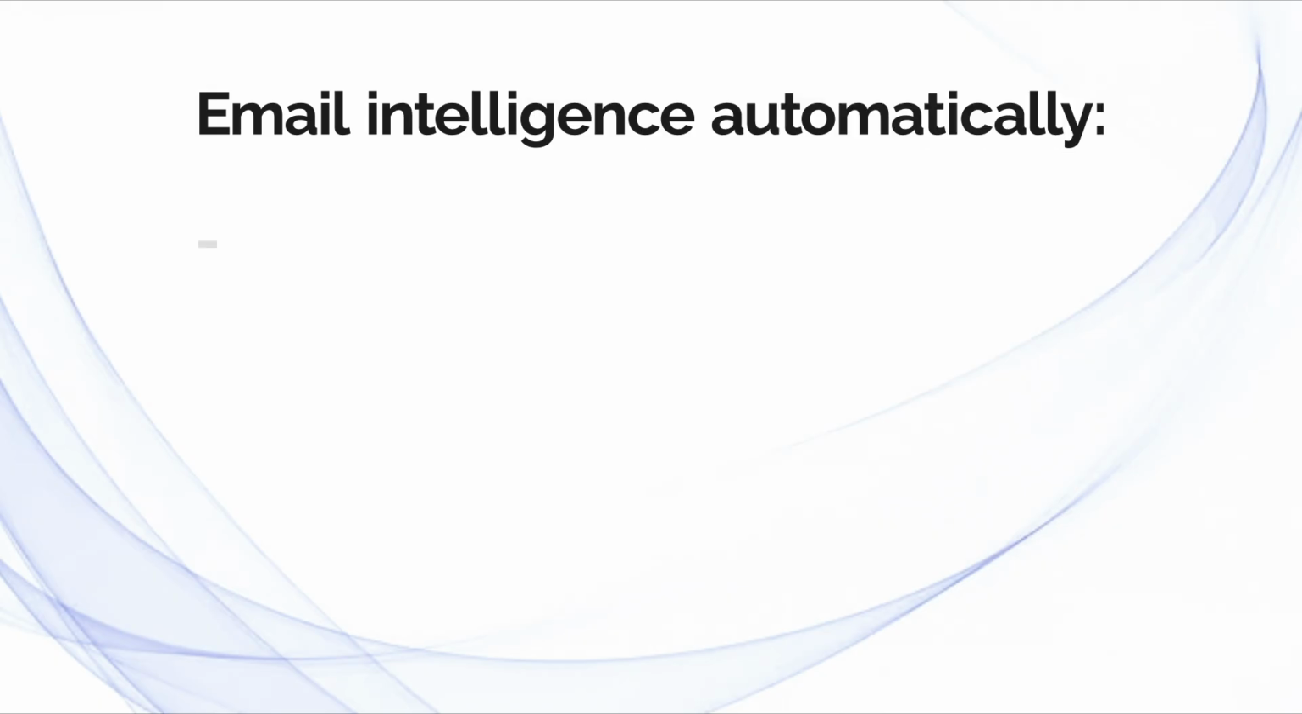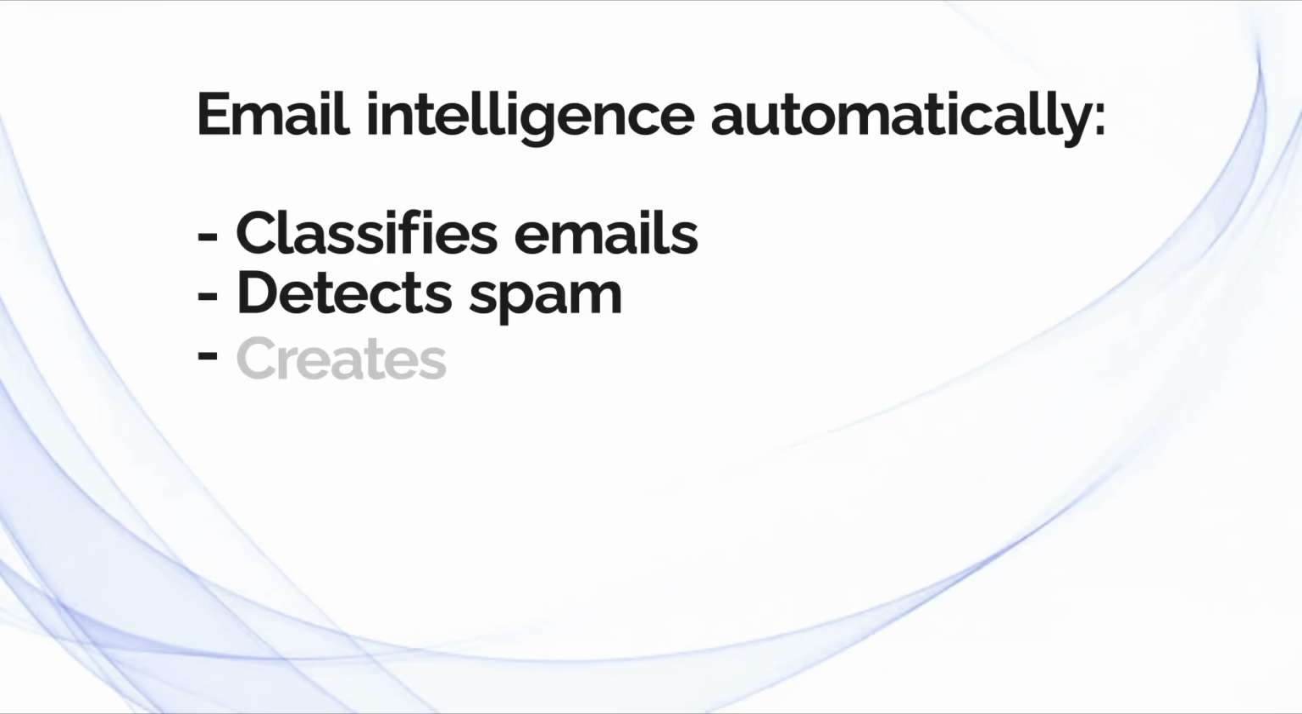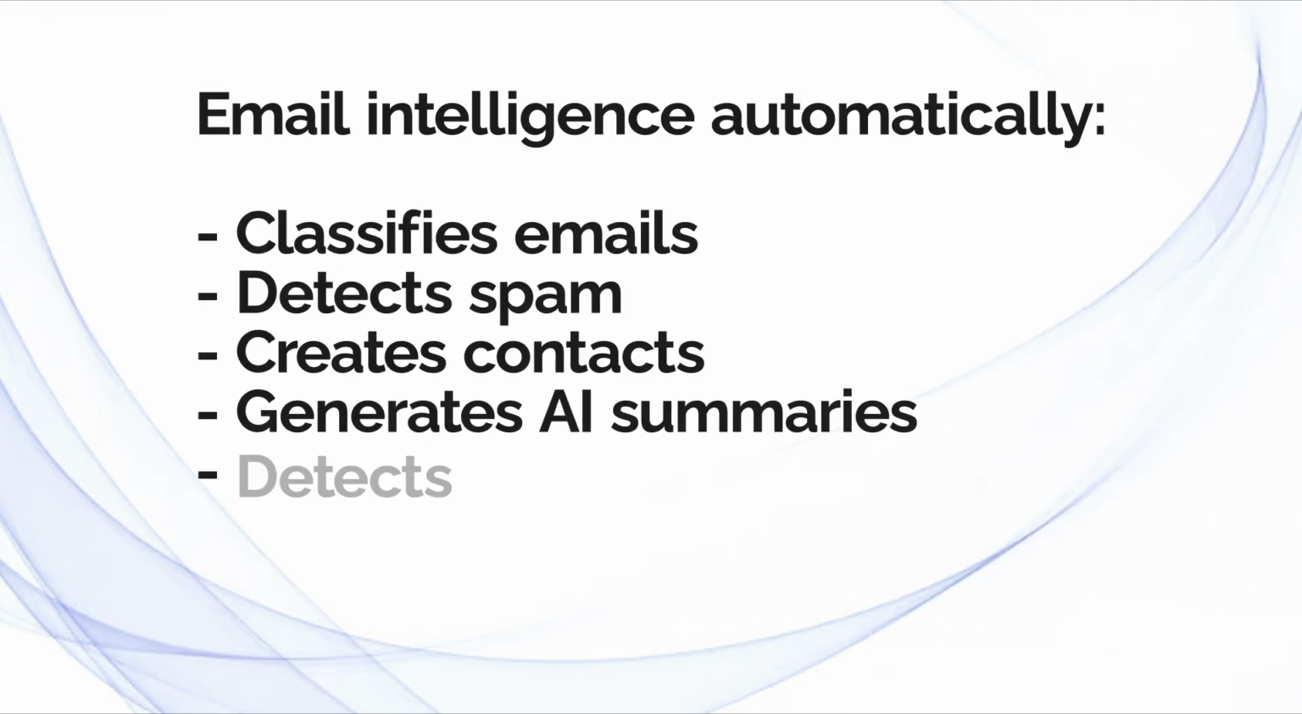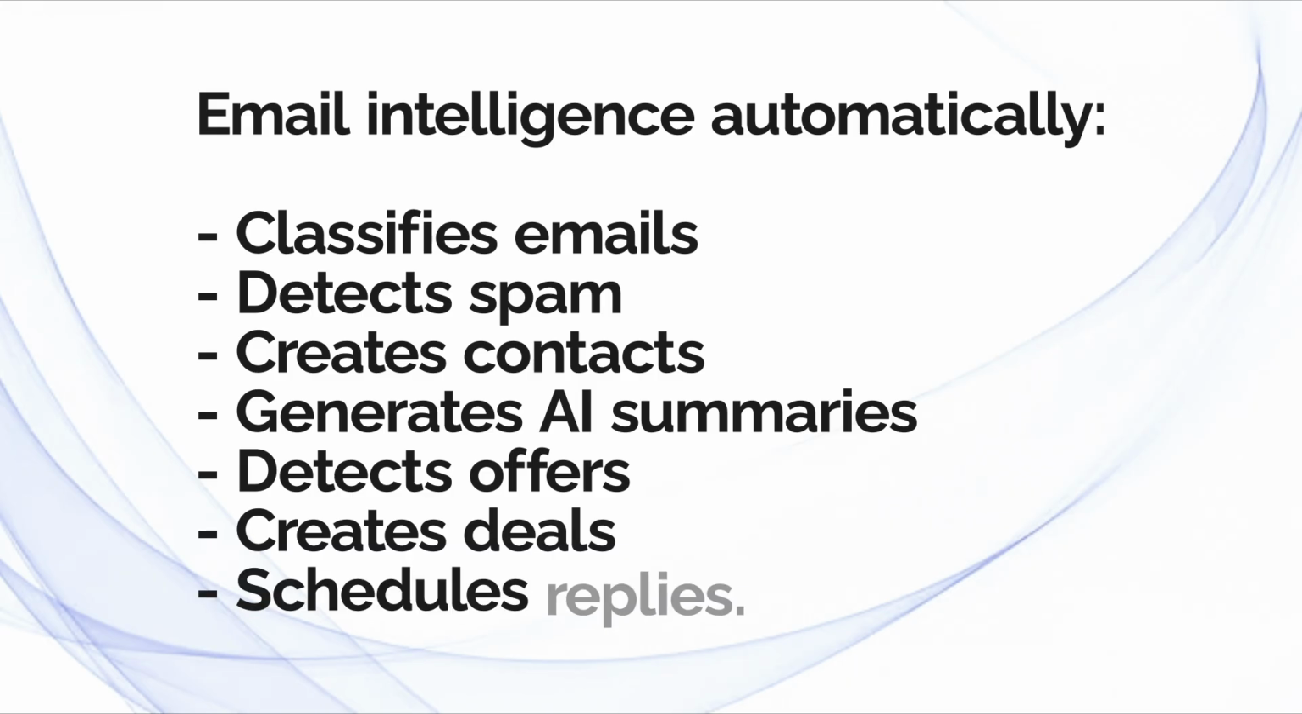Now, let's move towards the email intelligence system. It is among the most powerful components in GuestPostCRM. Email intelligence automatically classifies emails, detects spam, creates contacts, generates AI summaries, detects offers, creates deals, and schedules replies. The workflow of the email intelligence system can be explained using the following processes.